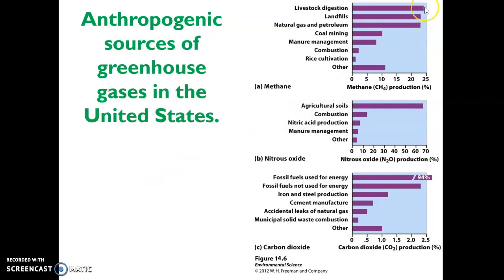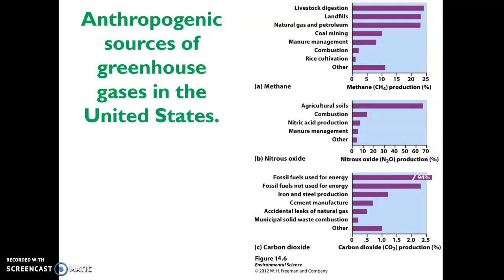You can see livestock digestion is the source of almost 1/4 of all methane produced, and same with landfills, only slightly less. Next, we have natural gas and petroleum, coal mining, manure management, remember those manure lagoons, a little bit from combustion and rice cultivation, and then other. So it's no surprise that we would want to target livestock, landfills, and using of natural gas and petroleum to reduce the amount of methane that's going to be added to the atmosphere.